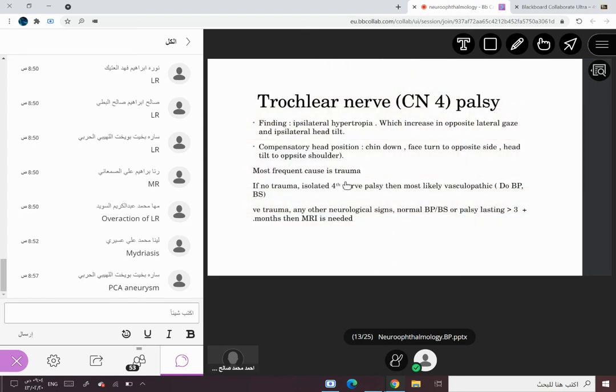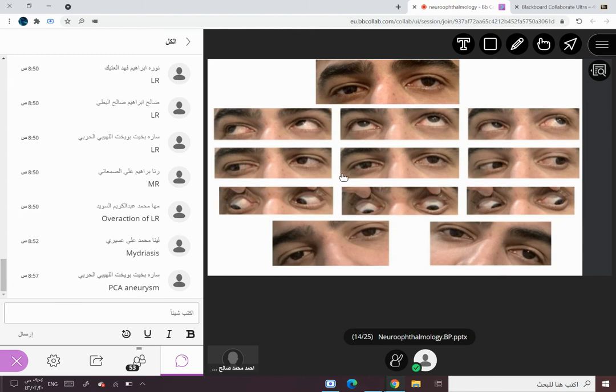As we said, this hypertropia increases on lateral gaze and on the ipsilateral head tilt, as in this example. Increase in the opposite gaze and ipsilateral head tilt. So this is most likely a fourth cranial nerve palsy till proven otherwise.